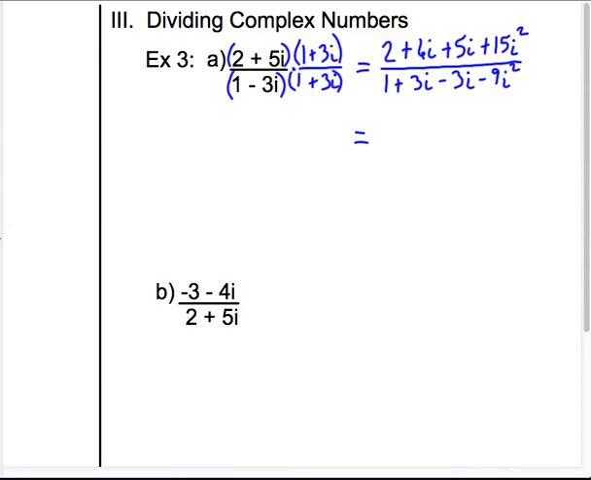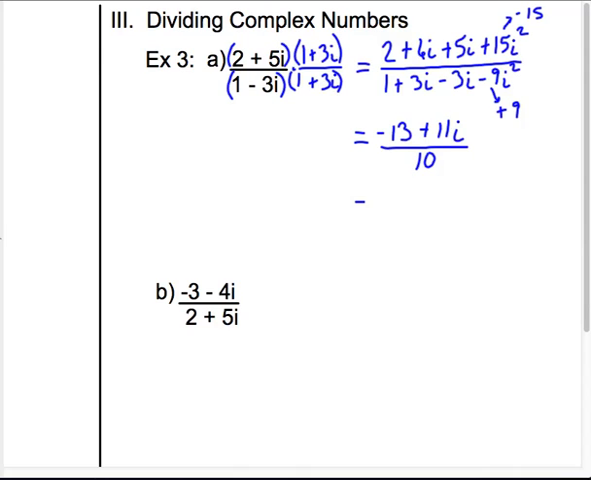So in the numerator, combining my like terms and simplifying, remember this last term is really a negative 15 with that i squared. 2 minus 15 is negative 13 plus 11i. And in the denominator, what happens is our i terms cancel. And then this negative 9i squared is really a positive 9 because i squared is negative 1. So 1 plus 9 is 10.